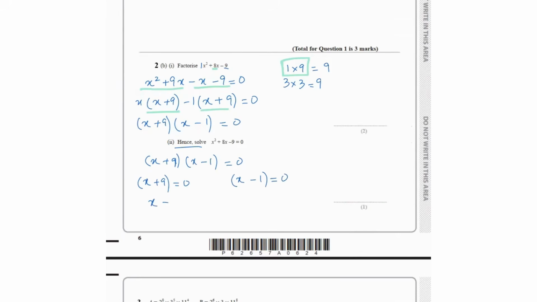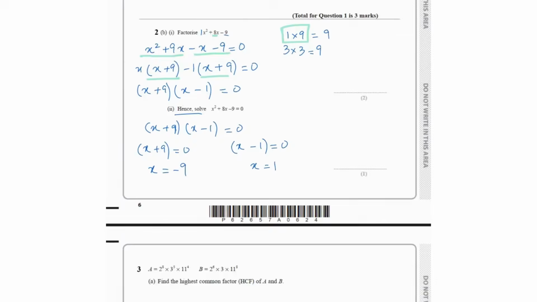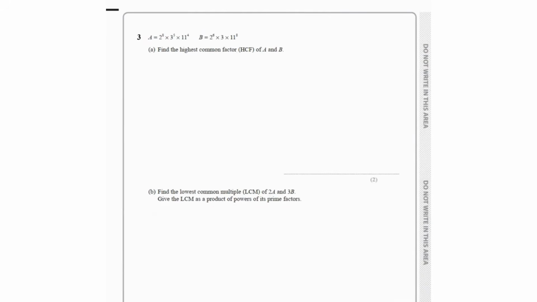And that shows that x is -9 and x is 1. So these are your values. Then highest common factor and lowest common multiple come very frequently as well.